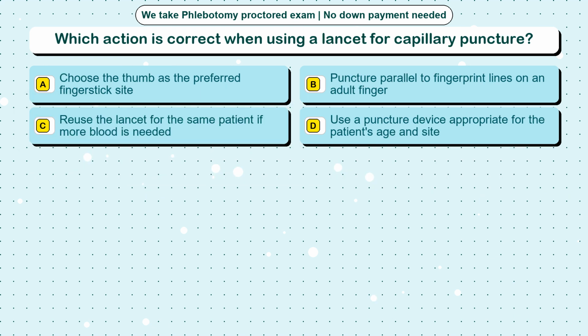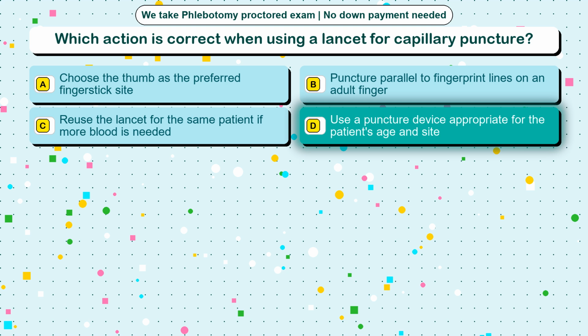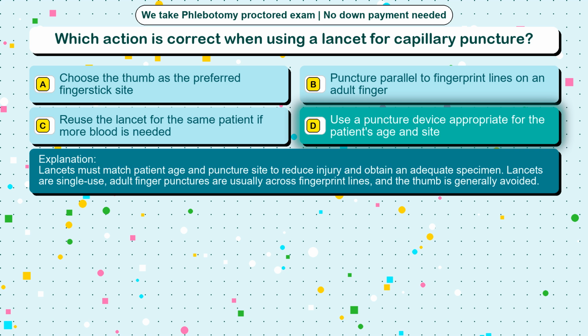Question 33. Which action is correct when using a lancet for capillary puncture? Option A. Choose the thumb as the preferred finger stick site. Option B. Puncture parallel to fingerprint lines on an adult finger. Option C. Reuse the lancet for the same patient if more blood is needed. Option D. Use a puncture device appropriate for the patient's age and site. The correct answer is option D. Use a puncture device appropriate for the patient's age and site. Lancets must match patient age and puncture site to reduce injury and obtain an adequate specimen. Lancets are single-use, adult finger punctures are usually across fingerprint lines, and the thumb is generally avoided.